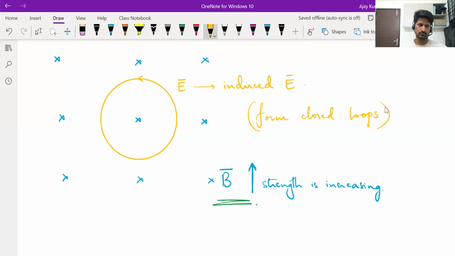Sir, will this always be the case? Will what always be the case? Closed loops when there's an induced electric field. Induced electric field always forms closed loops, yes.